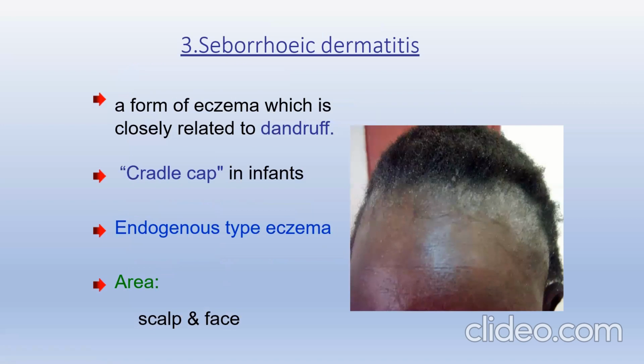Then third type, that is seborrheic dermatitis. A form of eczema which is closely related to dandruff. The name itself suggests seborrheic dermatitis. It is a form of eczema which is closely related to dandruff. Also called cradle cap in infants. And this is an endogenous type of eczema. Area affected is mainly scalp and face.